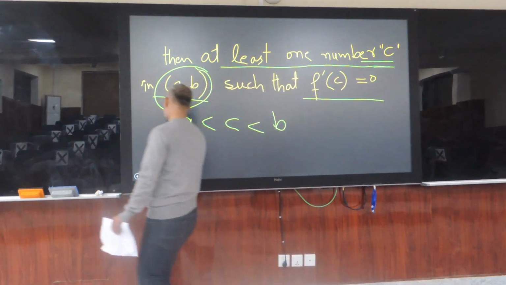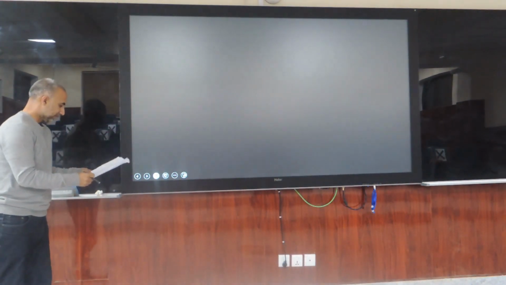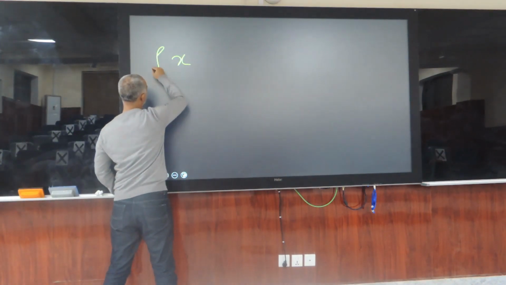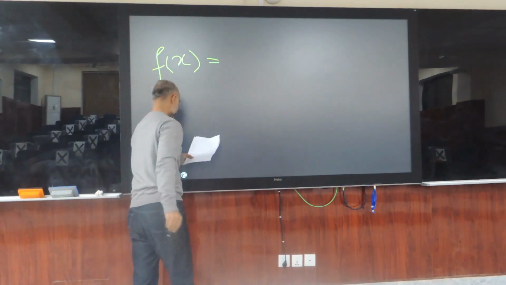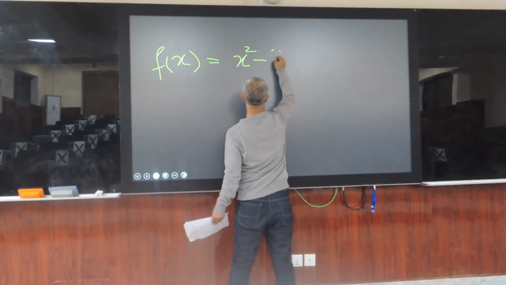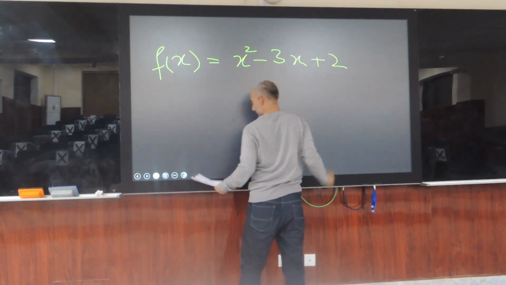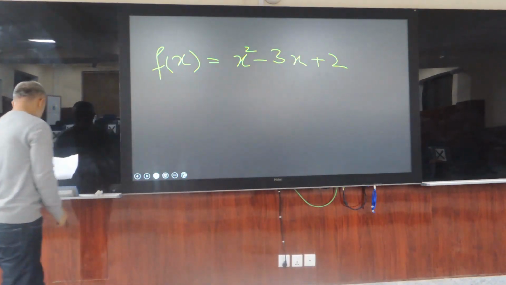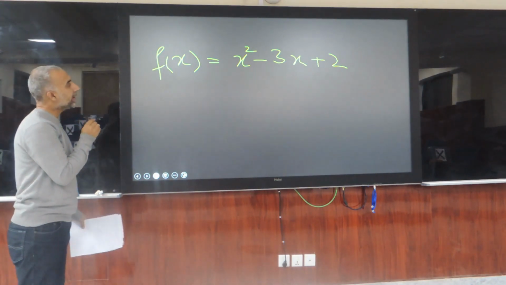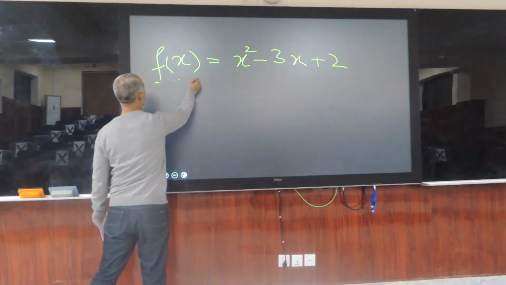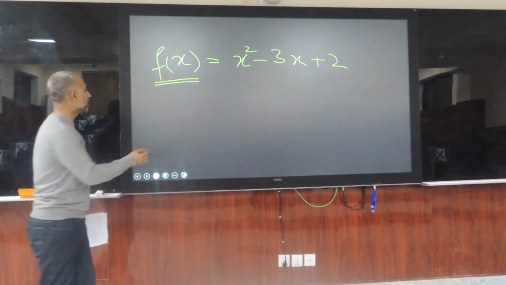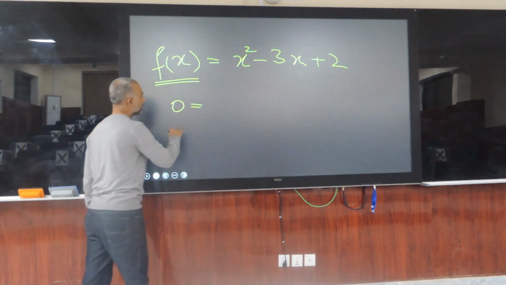Let me explain it with the help of a mathematical example. For example, there is a function x square minus 3x plus 2. For understanding this, we say there was no birth, or you can say that it is equivalent to 0.